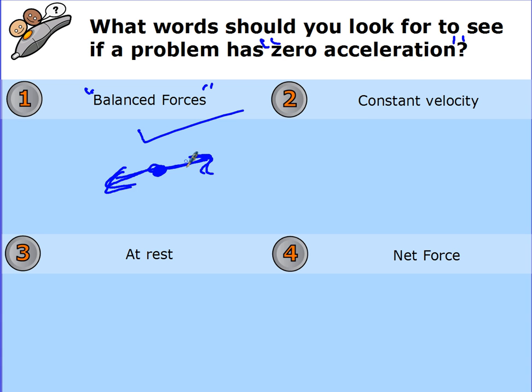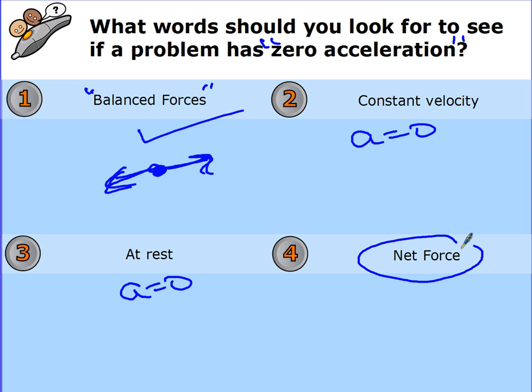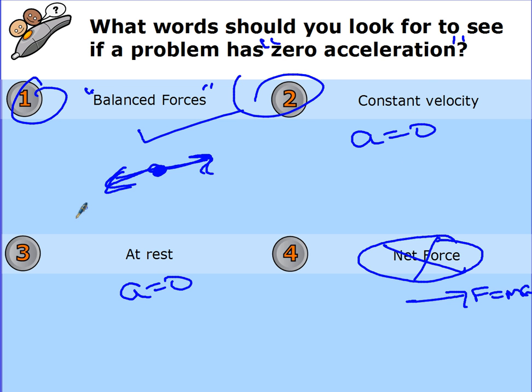They weren't going anywhere. Constant velocity. Well, if v is a constant, that means a is 0. At rest, well, clearly if it's at rest, the acceleration is 0. Net force, no, not net force. Usually when we're talking about net force, we're talking about applying a force, so there will be some acceleration. So the answers would be 1, 2, or 3.